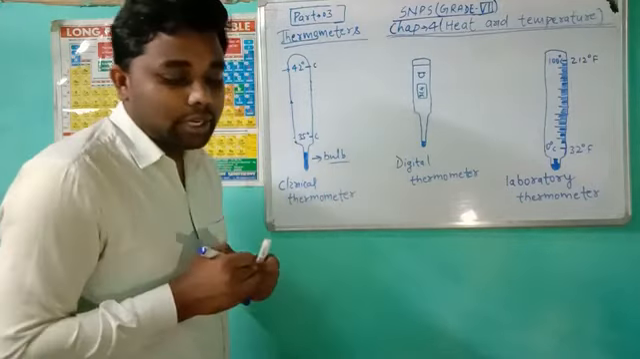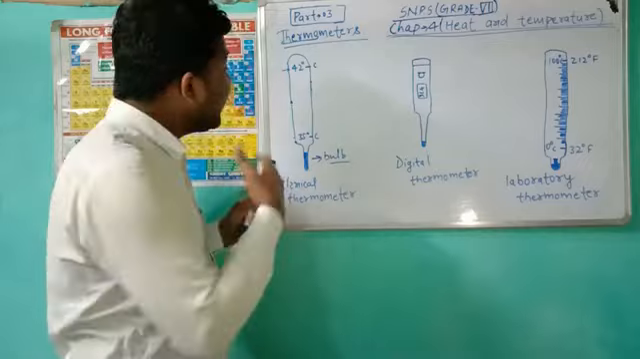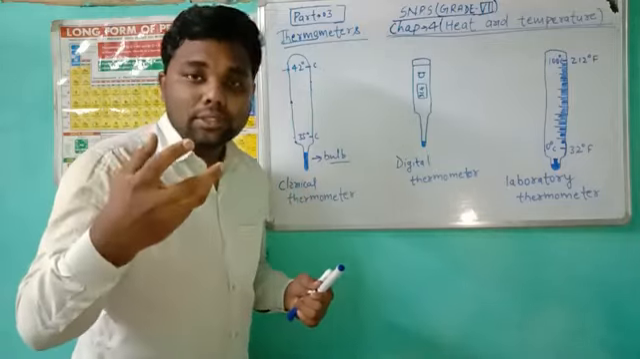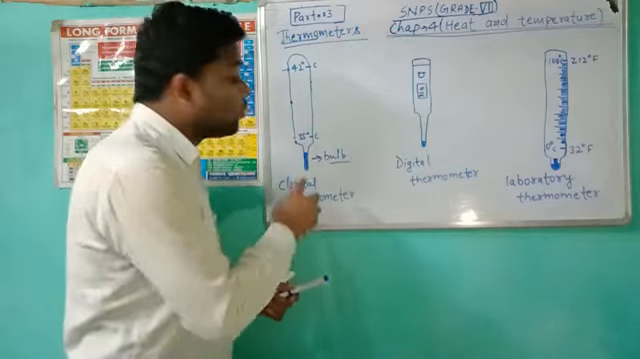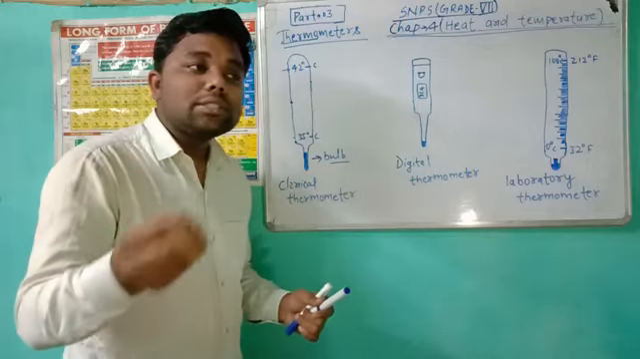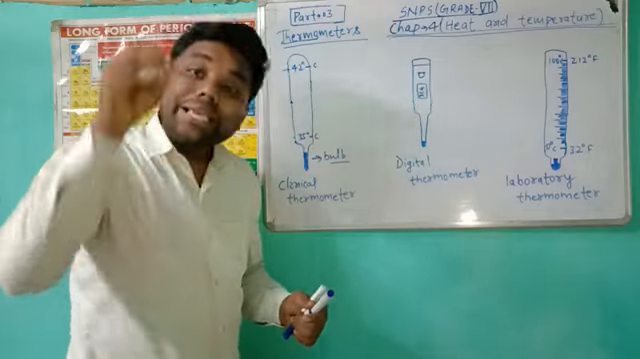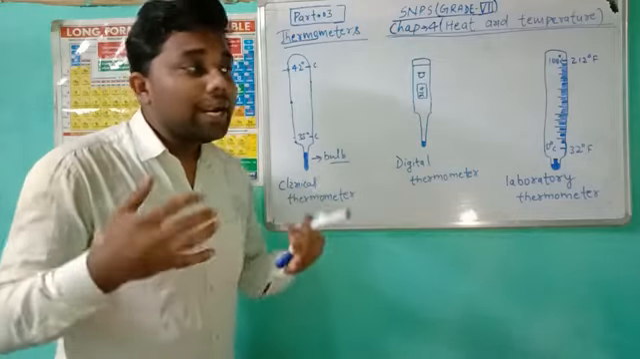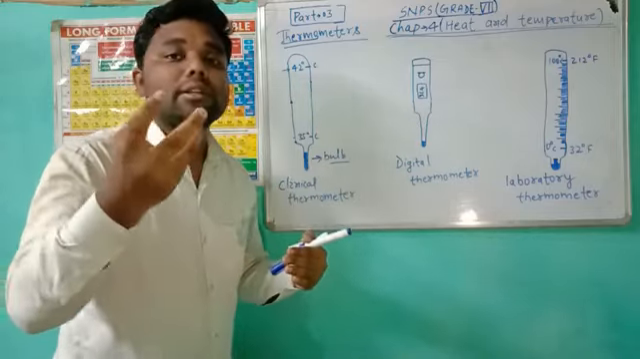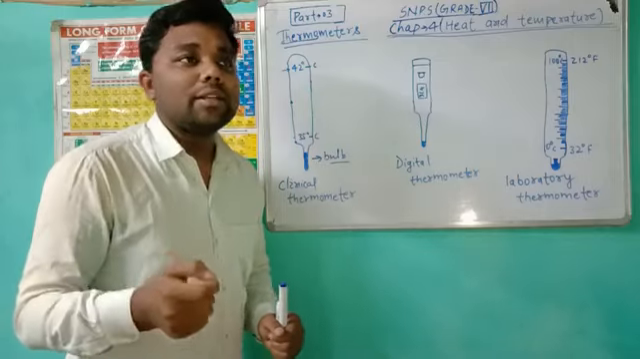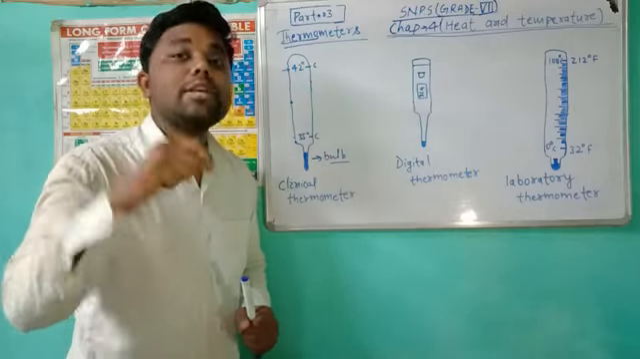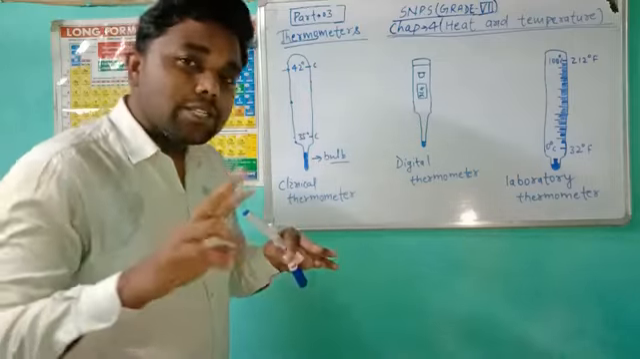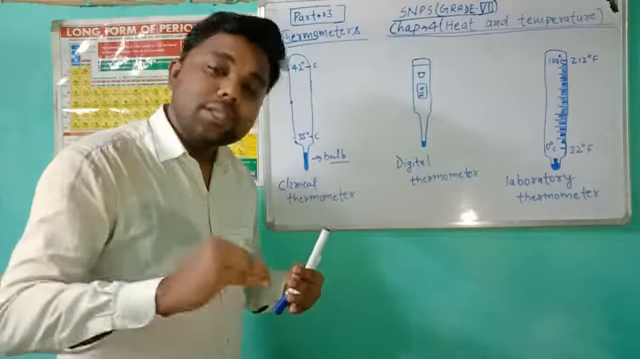And the second one is we can easily detect the level of the mercury in the thermometer. Why? Because it is shiny and it has a specific color that is white. Okay, silvery white. So this is the second cause.